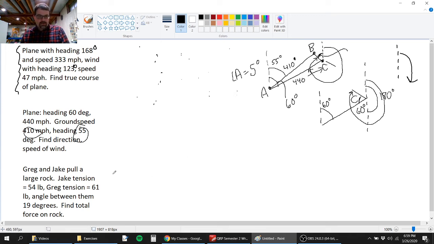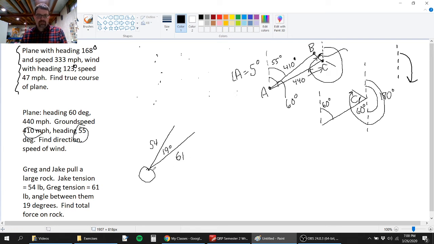All right, one more different sort of problem, no planes and wind and that sort of stuff. There's a horse problem and a tugboat problem, kind of like this one in 7.2. So, Greg and Jake pull a large rock. Jake with tension in the rope, so force he's applying of 54 pounds, Greg's is 61 pounds, and 19 degrees between them. So if we drew a picture here, it kind of looks like 61, 54, and 19 degrees between them. And that's what the horse picture kind of looks like in the homework.